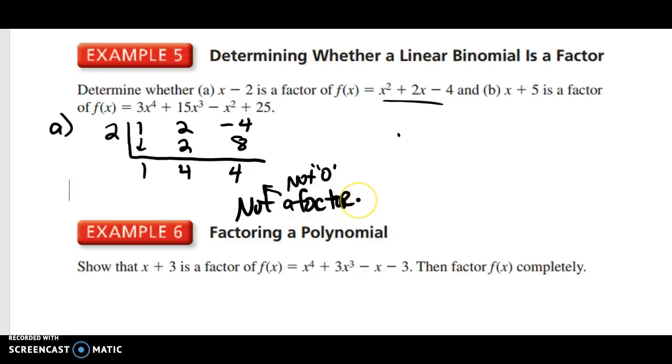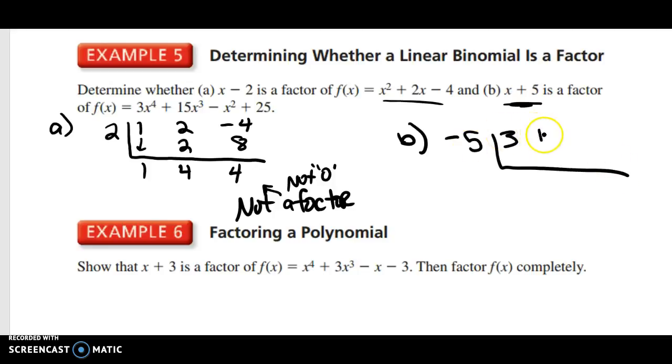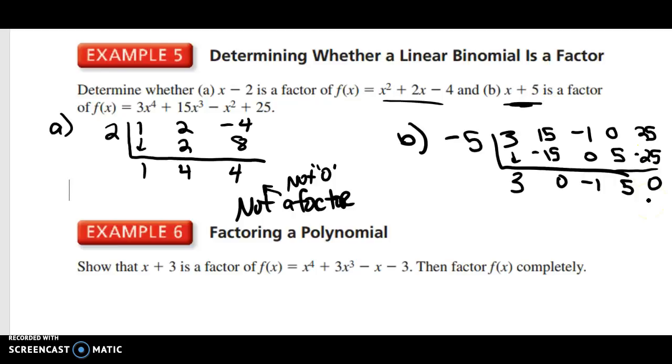Let's try B. I want to know if x plus 5 is a factor. So I'm going to put negative 5 outside my synthetic division and write my coefficients. 3, 15, negative 1. I'm missing the x term, so I'm going to fill it in with a 0, and then 25. I'm hoping to end with a 0. Carry down my 3, multiply up, add down, multiply up, add down, multiply up, add down, multiply up, and I end with a 0. So that means x plus 5 is a factor.